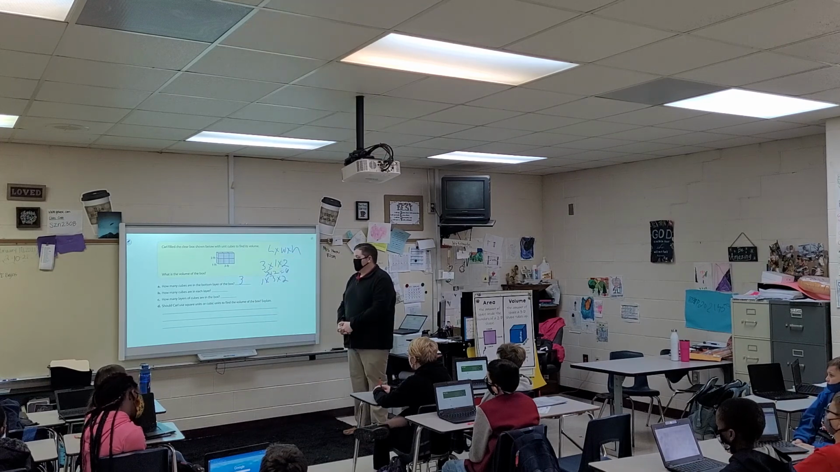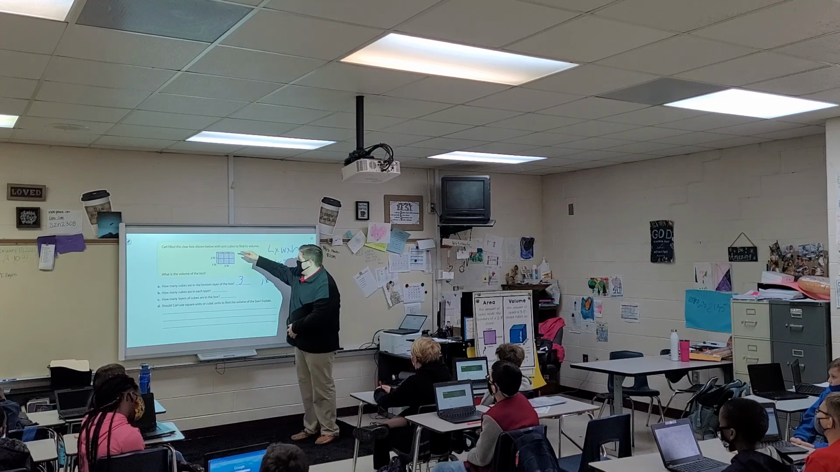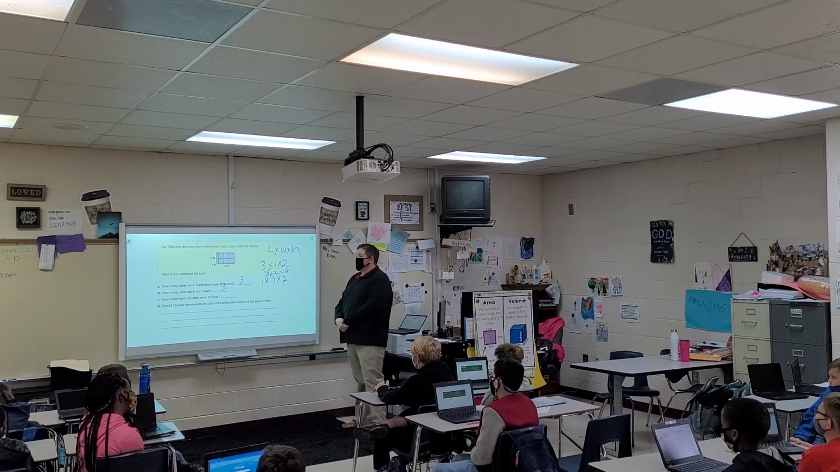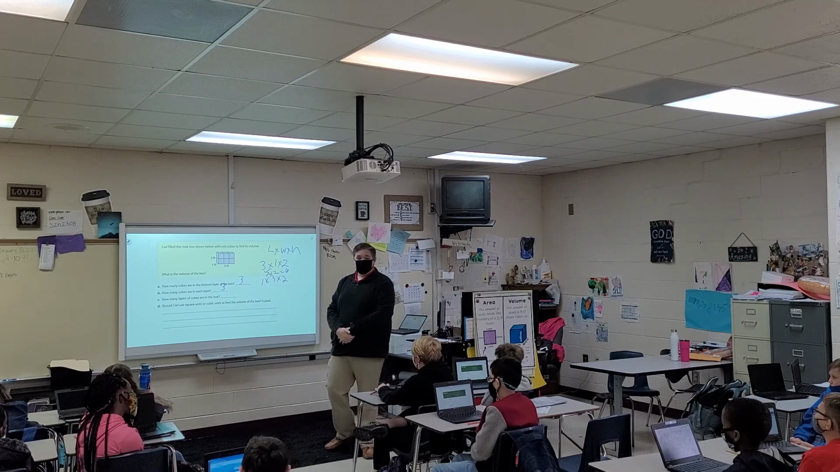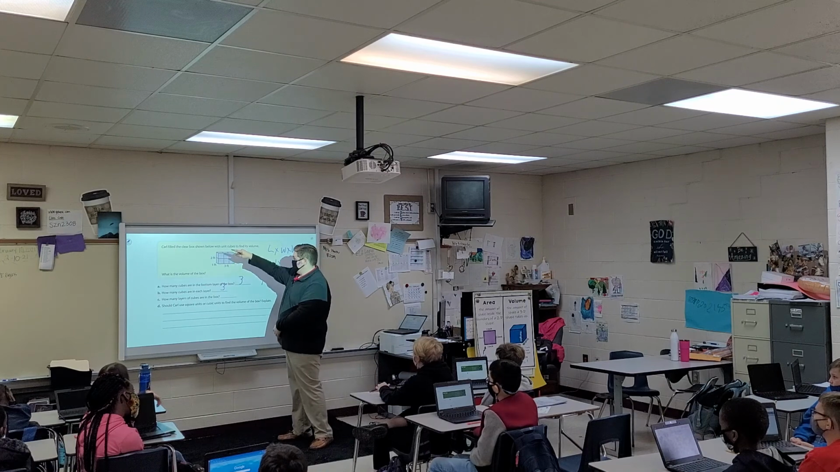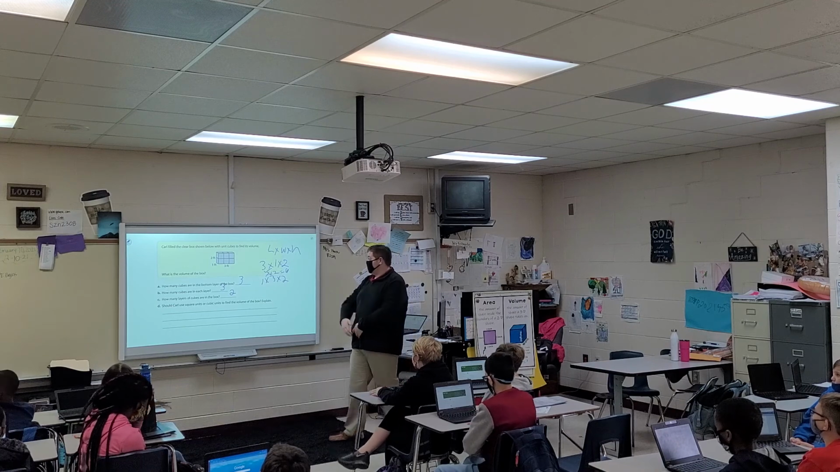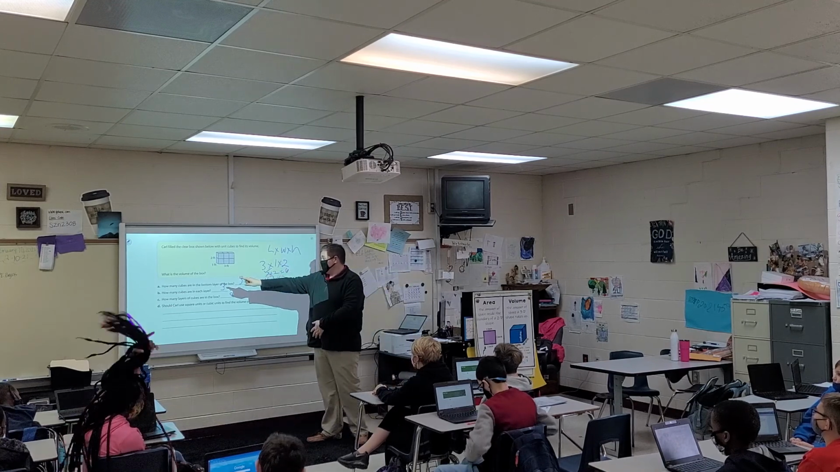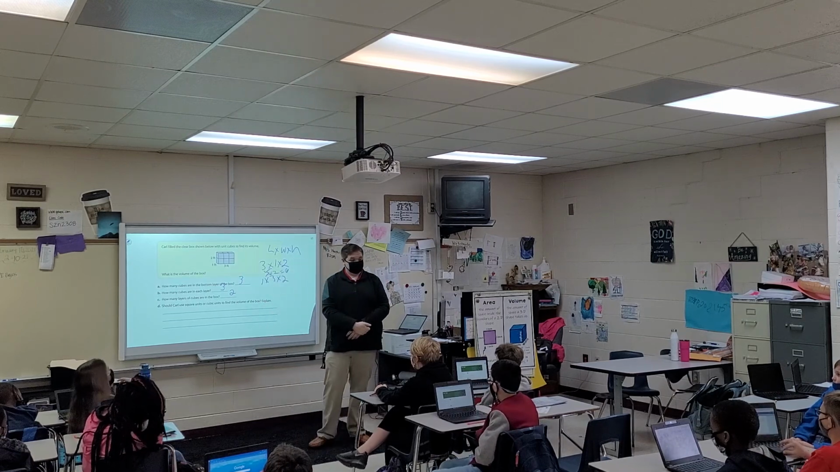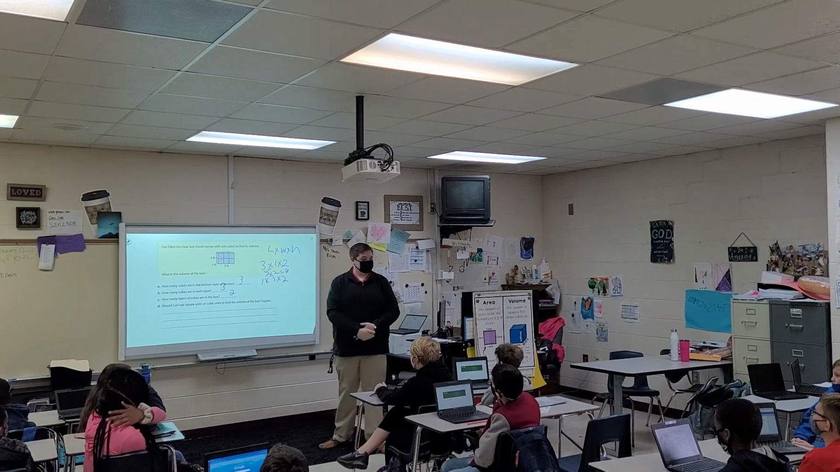So B says, how many cubes are in each layer? 3. Okay, so there are 2 layers, and there are 3 in each layer. How many layers of cubes are in the box? 2. Okay? So we can just do 3 times 2, because we already found how many cubes are in each layer. There's 3, and then the height of 2, so there are 2 layers. We did the area of the base times height and got the same answer, or you can do 3 times 2 and get 6 as well.